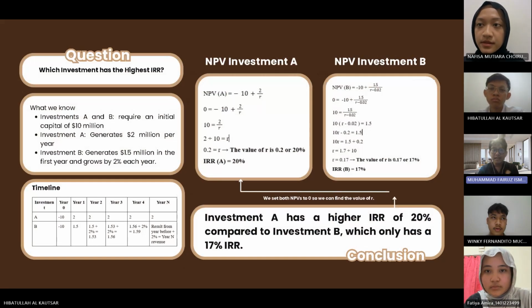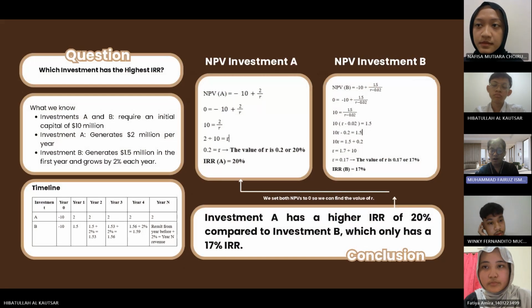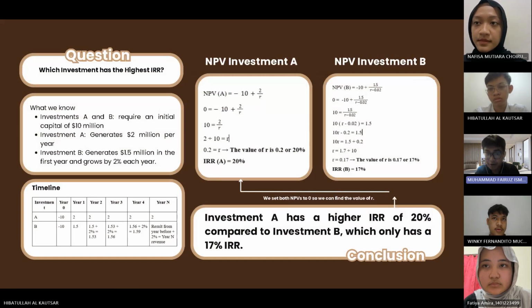For investment A, the cash flows are consistent, so the NPV is calculated using the formula NPV equals minus 10 plus 2/R. Setting NPV to 0 and solving for R, we get 0 equals minus 10 plus 2/R, so 10 equals 2/R, so R equals 0.2, or 20%. This means investment A has an IRR of 20%.